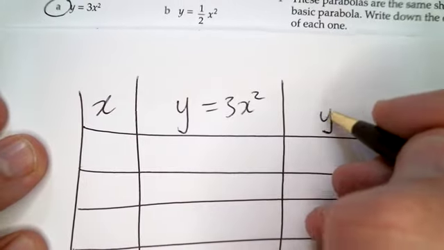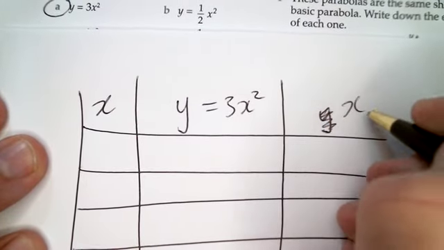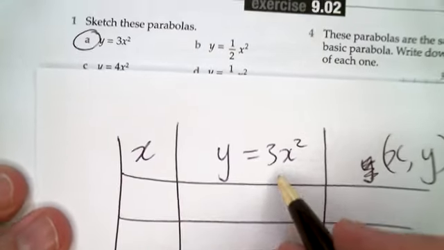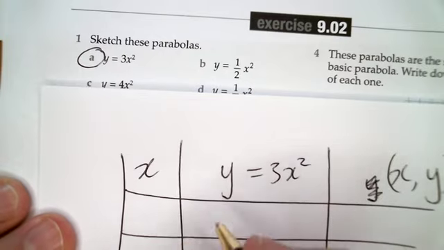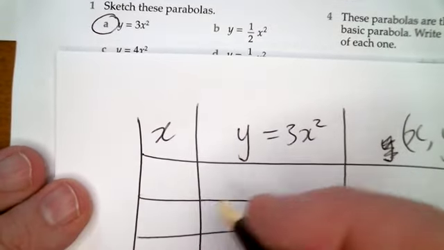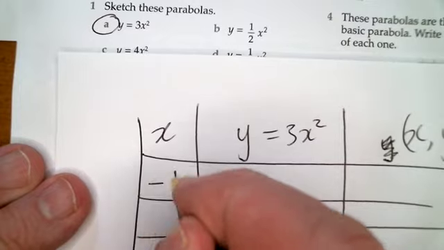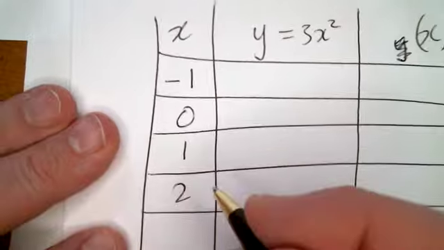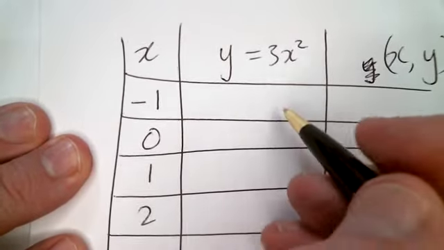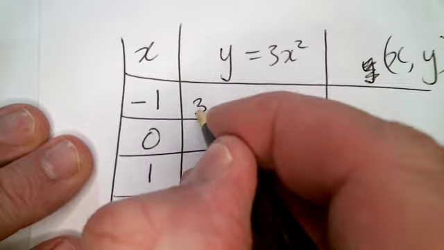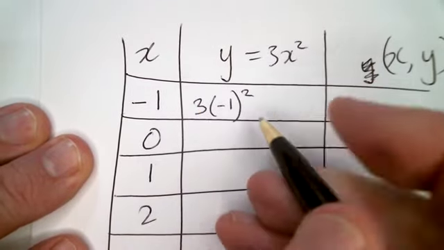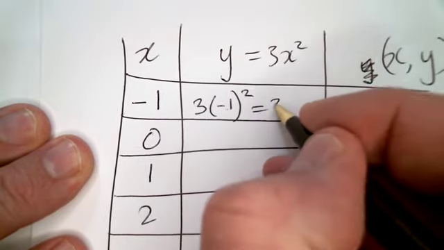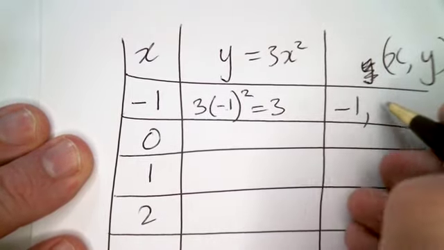I'll put X comma Y here as my actual coordinates, and 3X squared, which is the one I'm going to draw. Usually we make X negative 1, then 0, then 1, then 2, something like that. Let's try negative 1. Y equals 3 times negative 1 squared. Negative 1 squared is 1, and 3 times 1 is 3. So my coordinate is negative 1 comma 3.